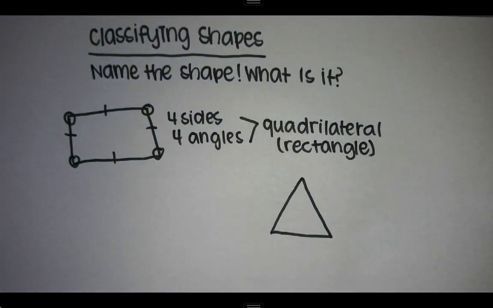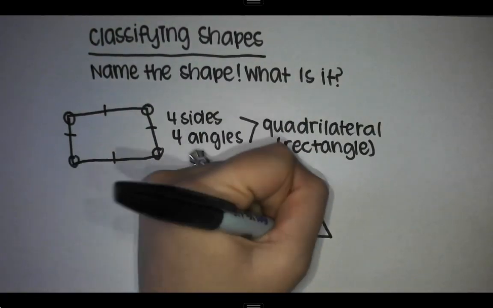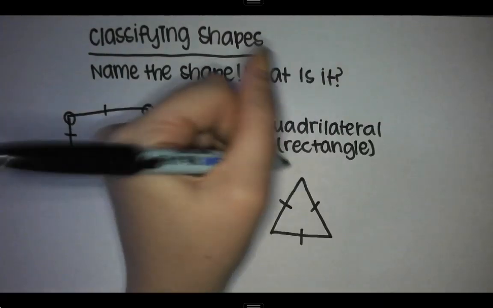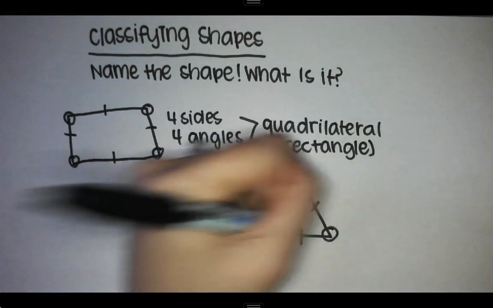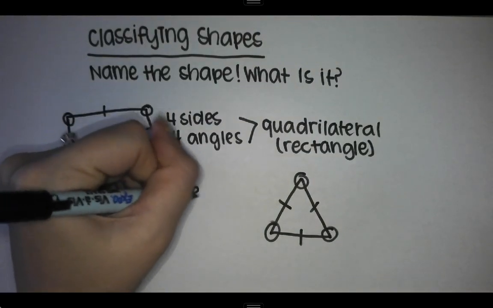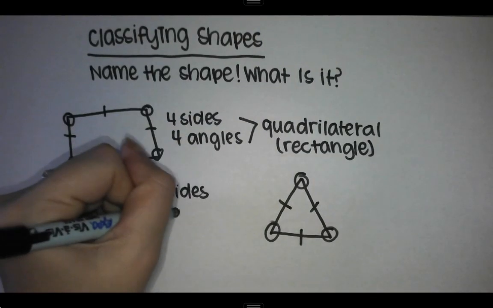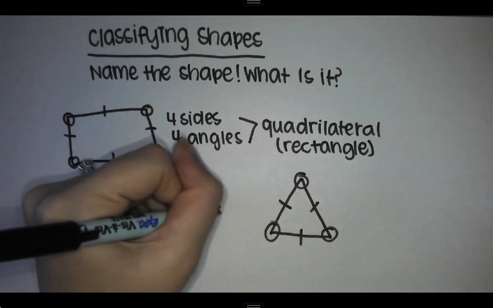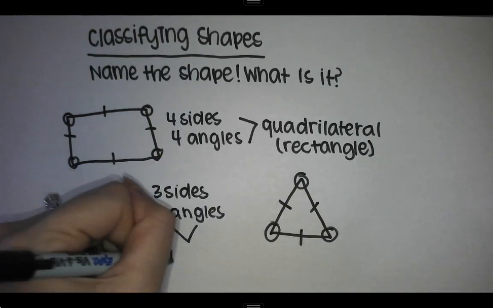Now let's try it with my second shape. I have 1, 2, 3 sides, and I have 1, 2, 3 angles. So I have 3 sides, 3 angles. So this is a triangle.